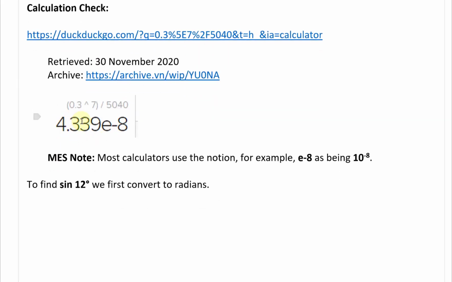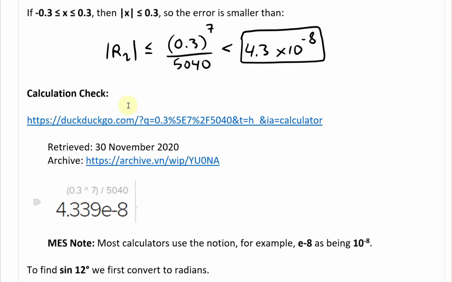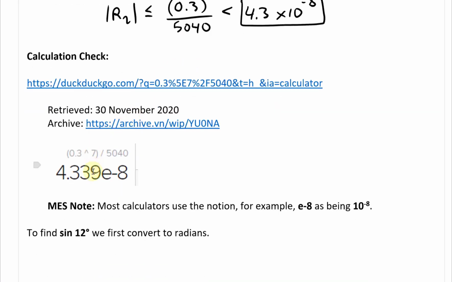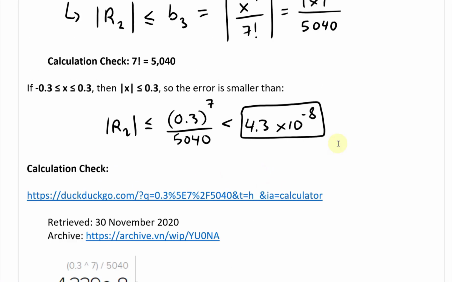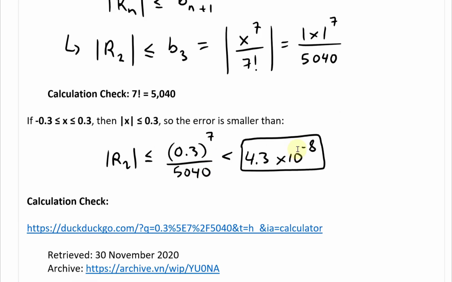So this is going to be, if you type it in, 0.3 to the power of 7 divided by 5040. This is going to be 4.339 e negative 8. Note most calculators use the notation, for example, e negative 8 as being 10 to the negative 8. So this just means 4.339 times 10 to the negative 8. And yeah, so that is correct there.